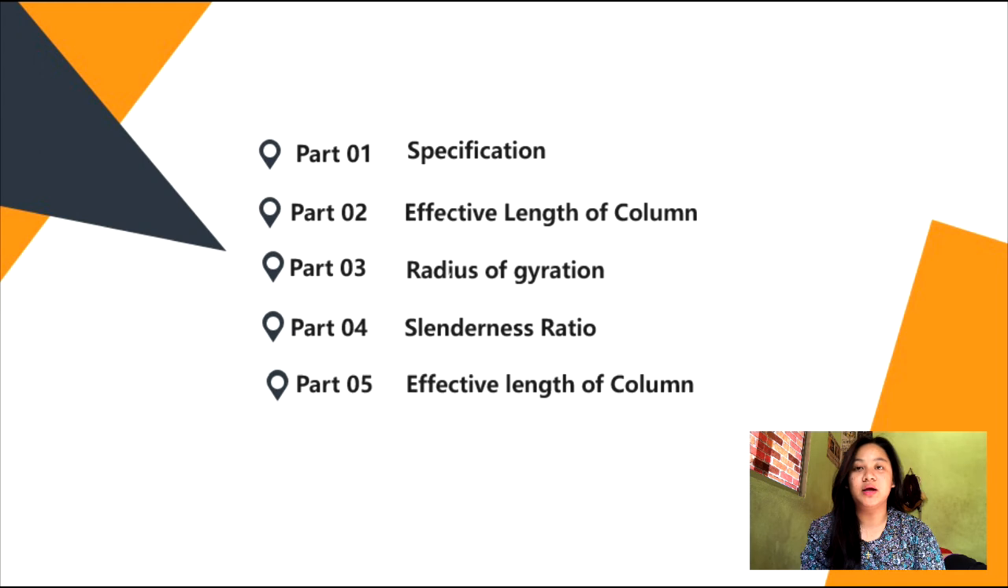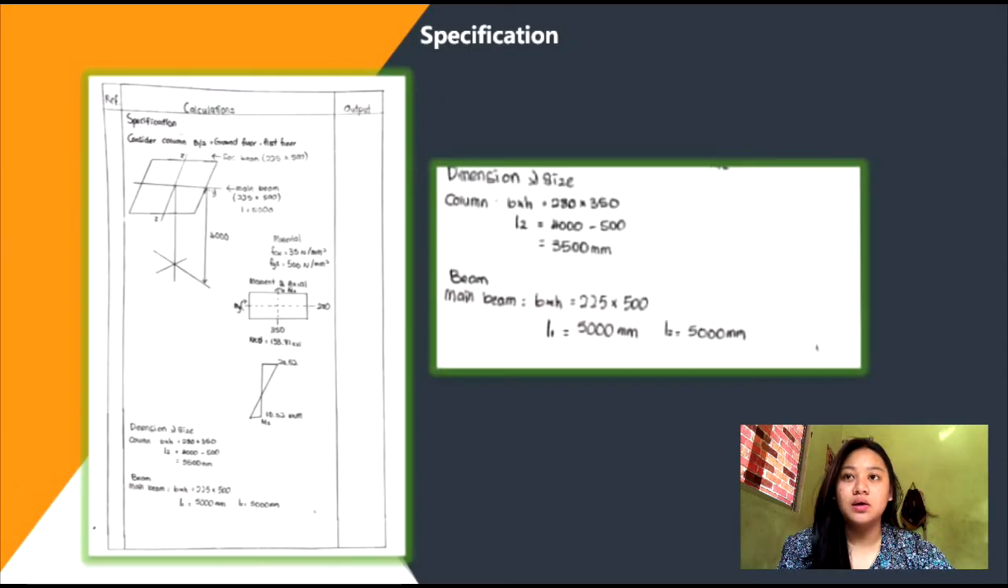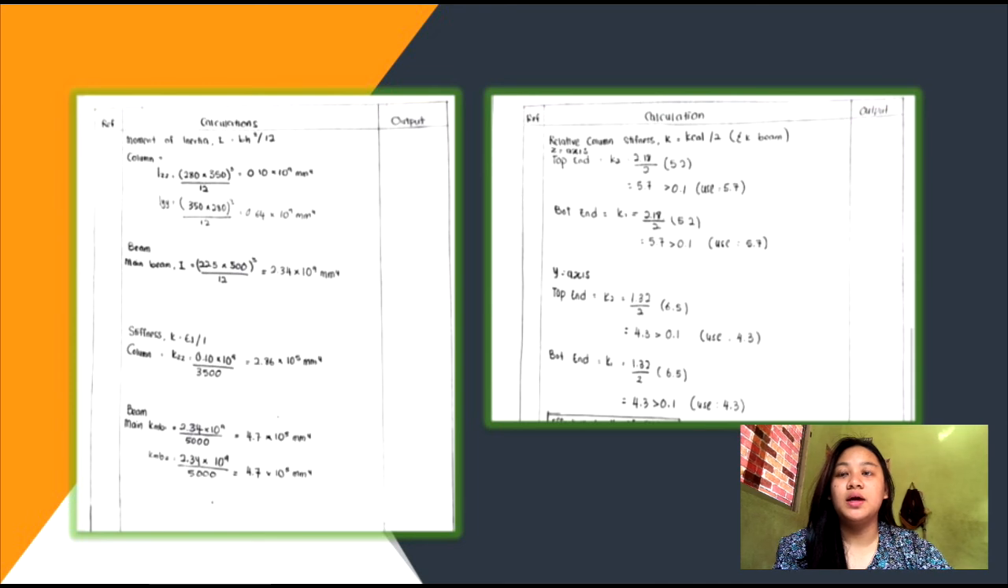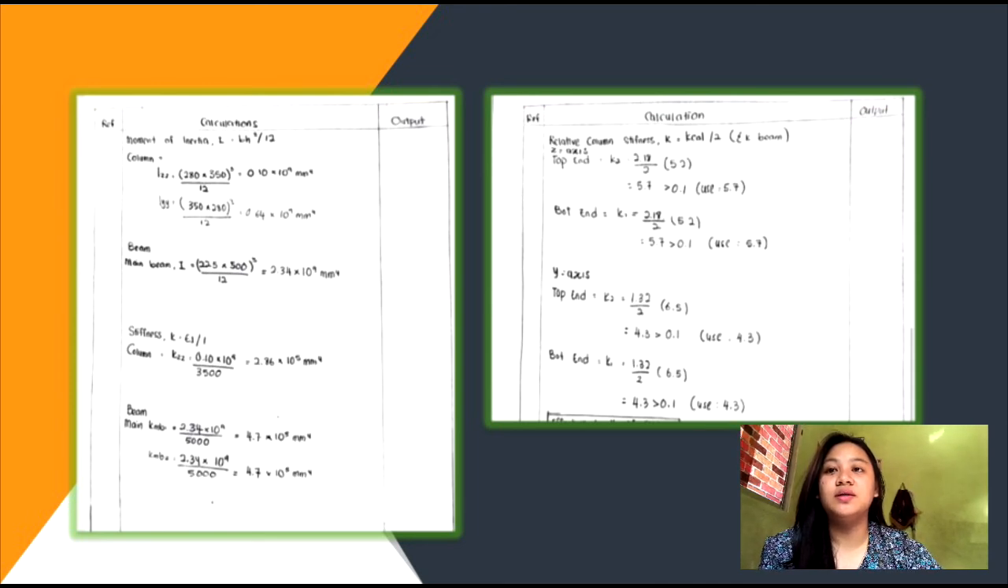Okay, this is what I will be presenting, which is the specification, effective length of column, radius of gyration, slenderness ratio and also the effective length of column. Okay, if we look here, this is the specification where we know the dimension and also the size. For the column we got 3.500 and for the main beam we got 5.000. For the moment of inertia, for the column Iz we got 0.10 and Iy we got 0.64. For the main beam we got 2.34 and also the stiffness for the column Z we got 2.86.